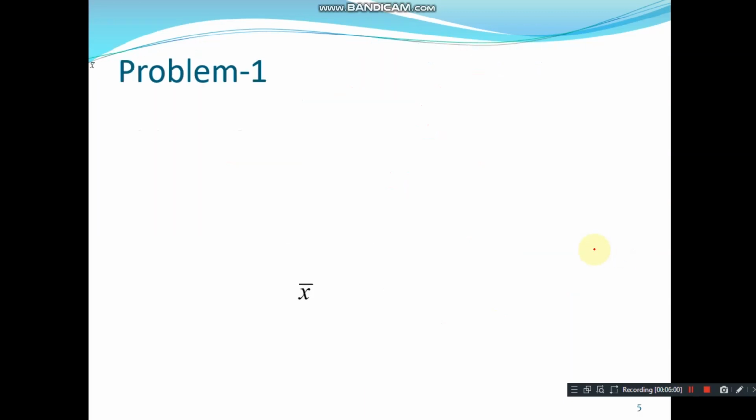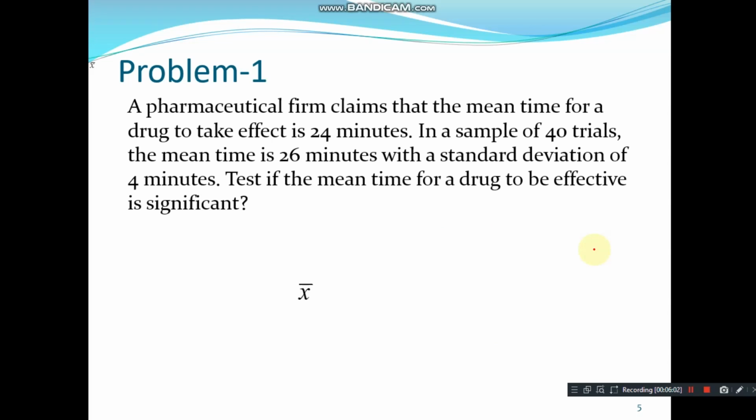Now let us go for a problem. A pharmaceutical firm claims that the mean time for a drug to take effect is 24 minutes. In a sample of 40 trials, the mean time is 26 minutes with a standard deviation of 4 minutes. Test if the mean time for the drug to be effective is significant. So what is the hypothesis they are claiming?